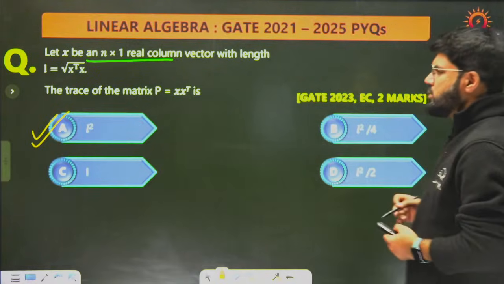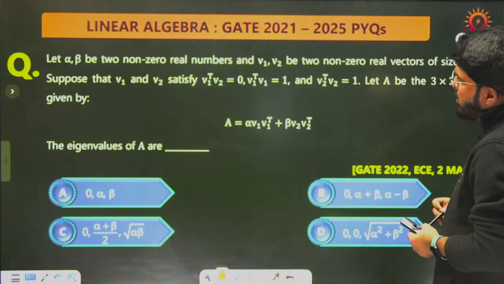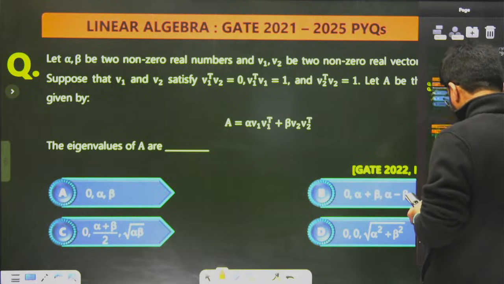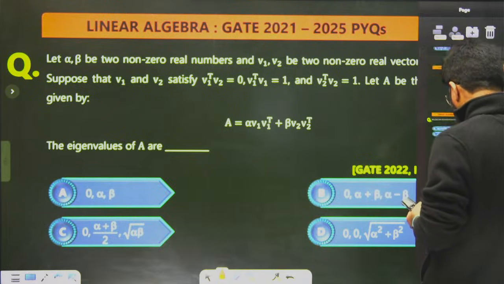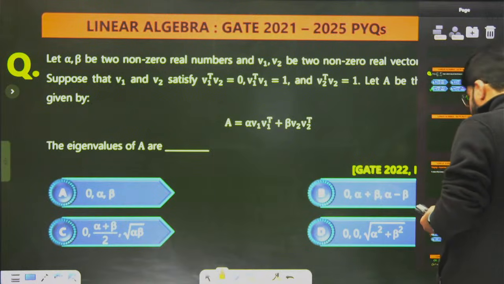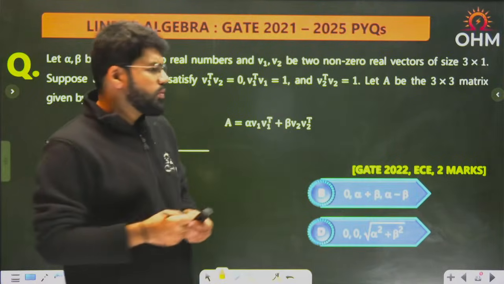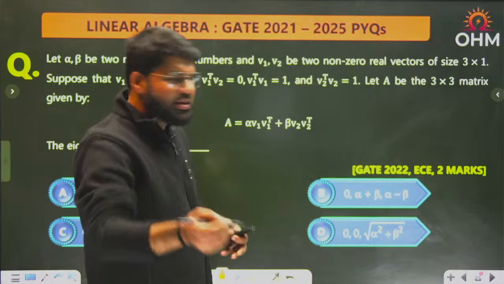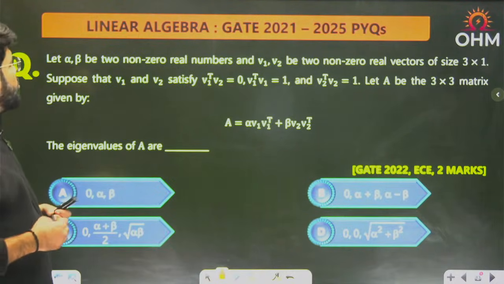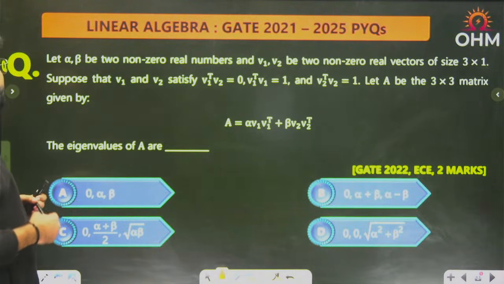Chalo, next question. Now you see a GATE 22 EC 2 marks question. Okay, have a look into this. Let alpha, beta be two non-zero real numbers and v1, v2 be two non-zero real vectors of the size 3 cross 1.